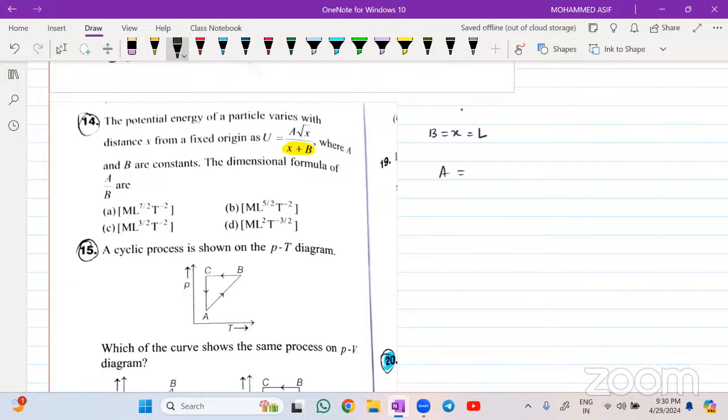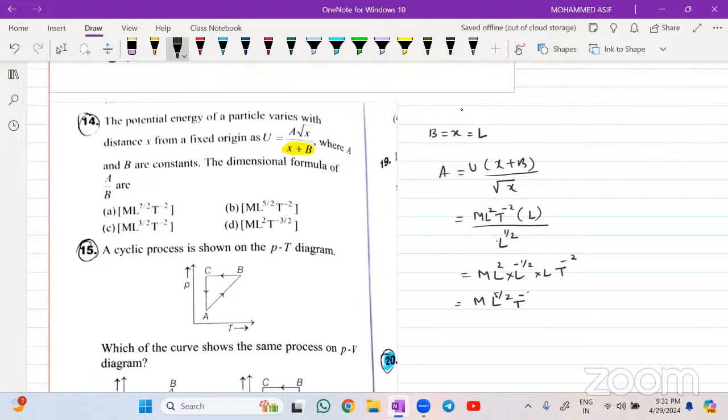Dimension of A will be equal to your U into x plus B divided by root of your x. So U is nothing but what? Energy. What is the dimension of your energy, beta? M L square t power minus 2 into x plus B. X plus B ka dimension is nothing but equal to how much for me? L divided by root of your x. Root of your x matlab x to the power of 1 by 2, yani L to the power of 1 by 2. So this value will become for me M into L square into L power minus 1 by 2 into L into t power of minus 2. So this value will be equal to M into L power 5 by 2 t power minus 2.